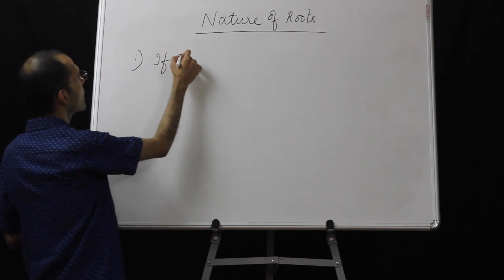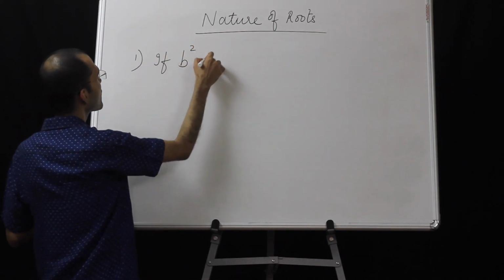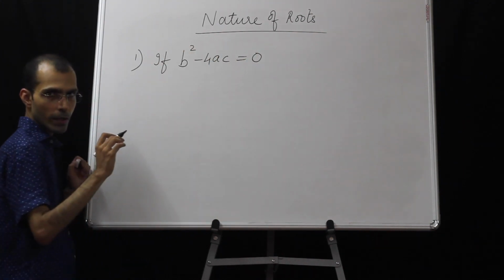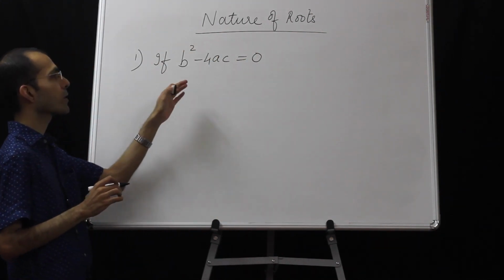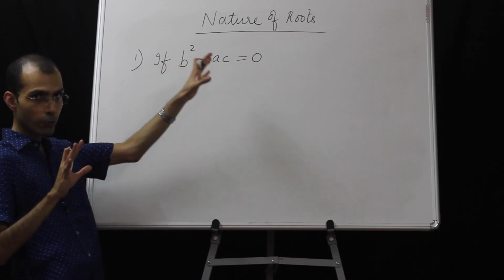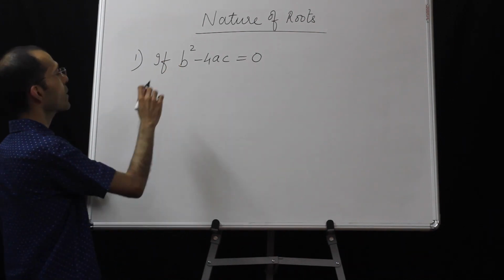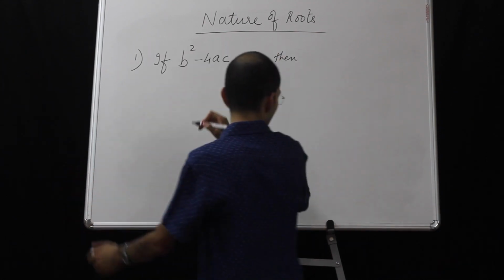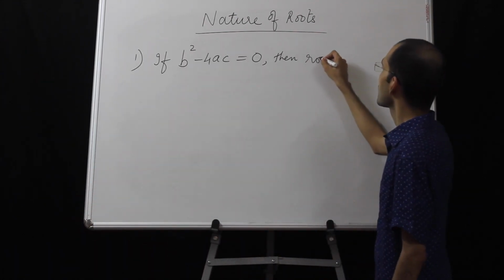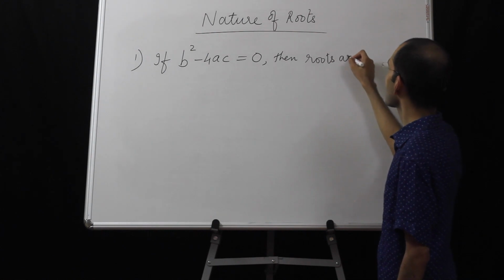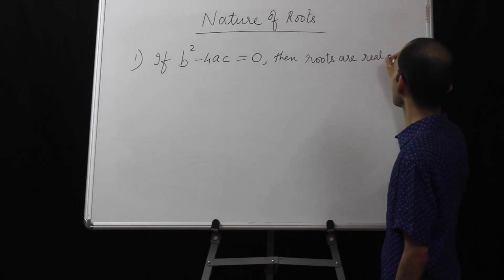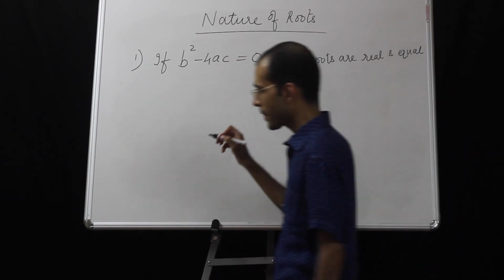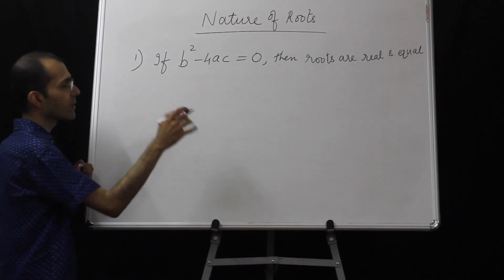If b square minus 4ac is 0, now where are we? On nature of roots. So if b square minus 4ac is 0, then roots are real and equal. I will explain this a little later.